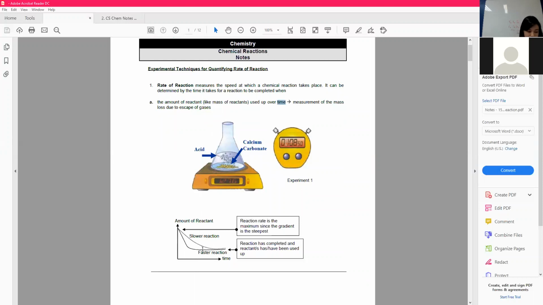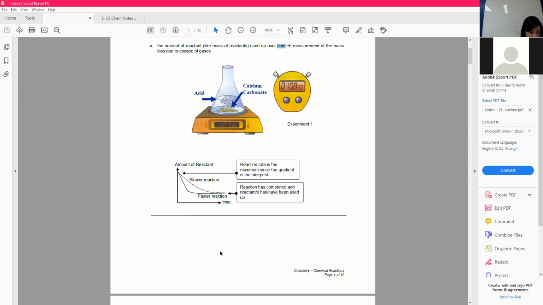Then how to know which one is faster? The one with the steeper gradient means it's a faster reaction because you notice it reduces the mass much faster than the other one when the gradient is a bit lesser. But eventually it will still reduce to the same thing, because they are the same amount that reacted together. So in the end it will be the same.